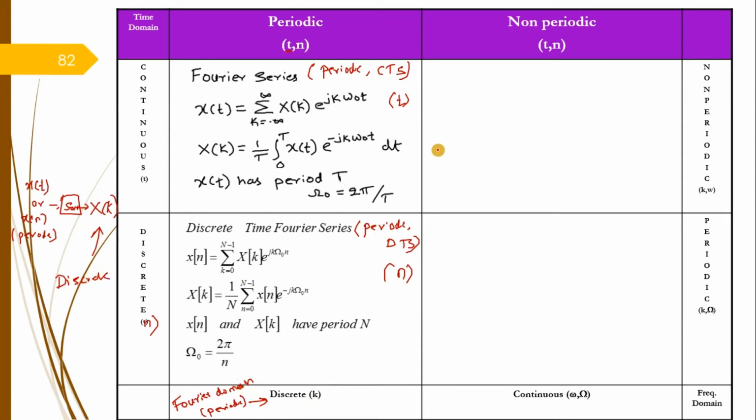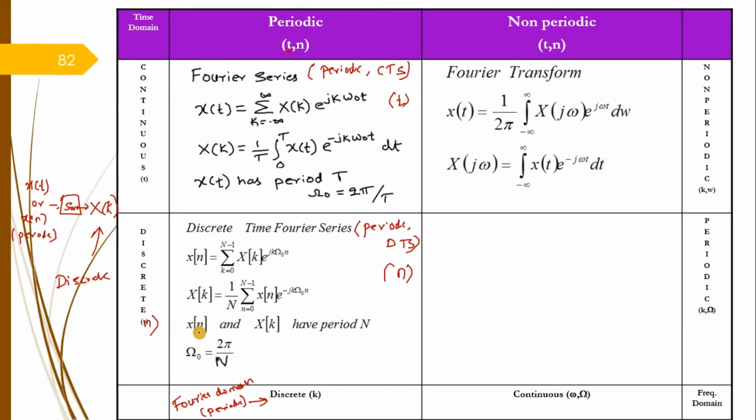Now, to analyze the other column, that is, non-periodic signals. You should also remember this: the period is omega naught, 2 pi by T, and here capital omega naught, 2 pi by N. In both cases you write omega naught because the period is defined. The time domain signal's period is omega naught, and for the discrete case it is capital omega naught. That's how you should write it.